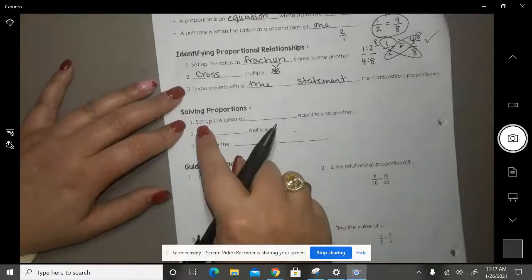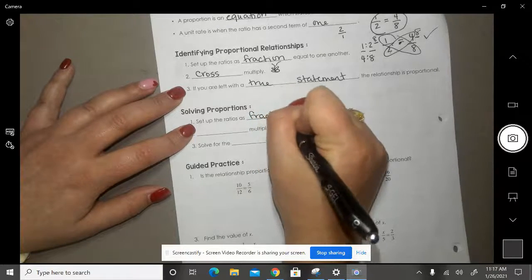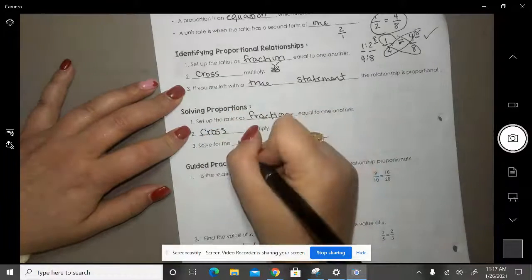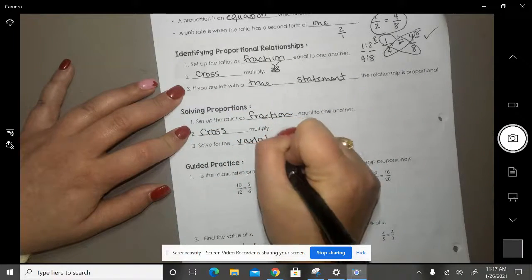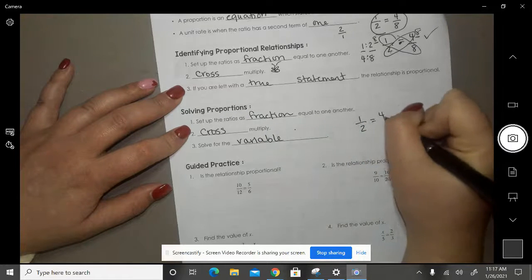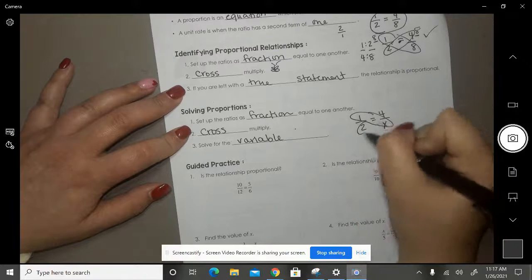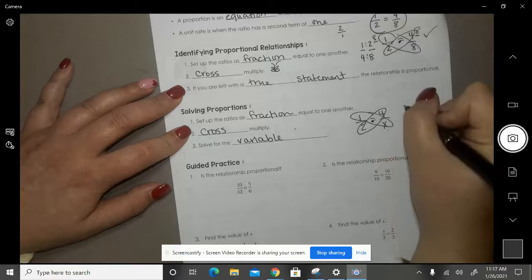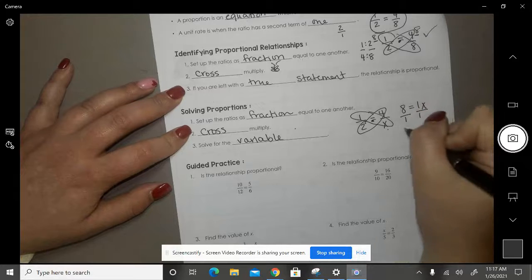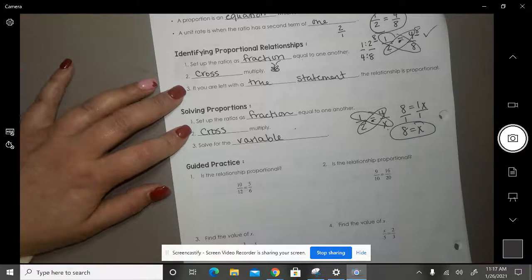And it's the same thing with solving proportions. You're going to set up ratio as a fraction. This is very similar to our ratio boxes. We're going to cross multiply, and then you're going to solve for the variable. So for example, if I have 1 to 2 equals 4 to x, and I didn't know what my denominator is, I would simply cross multiply. I would butterfly, I would multiply, and then I would divide to find x, a lot like our ratio box.